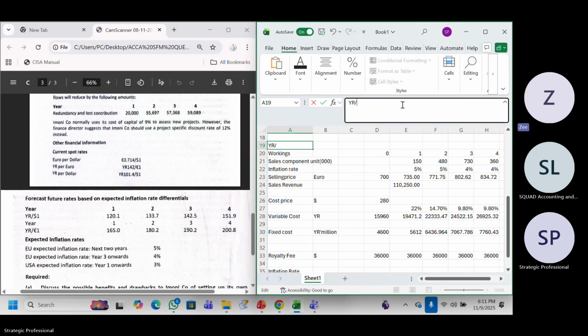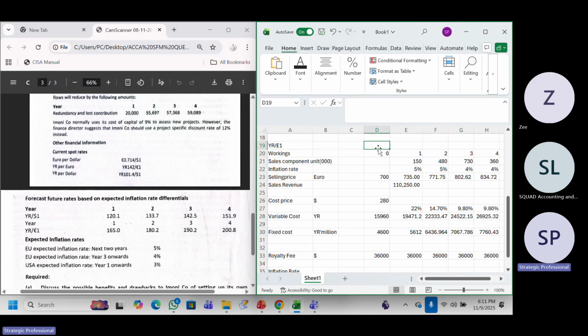Euro. Sorry, euro is what I meant to say. I mistakenly said pounds. Apologies. So I said, is it euro or dollar? That's what I was meant to ask you. Euro, right? So if it's year zero, it means that this exchange rate will be 165 here, then 180.2, 190.2, 200.8.